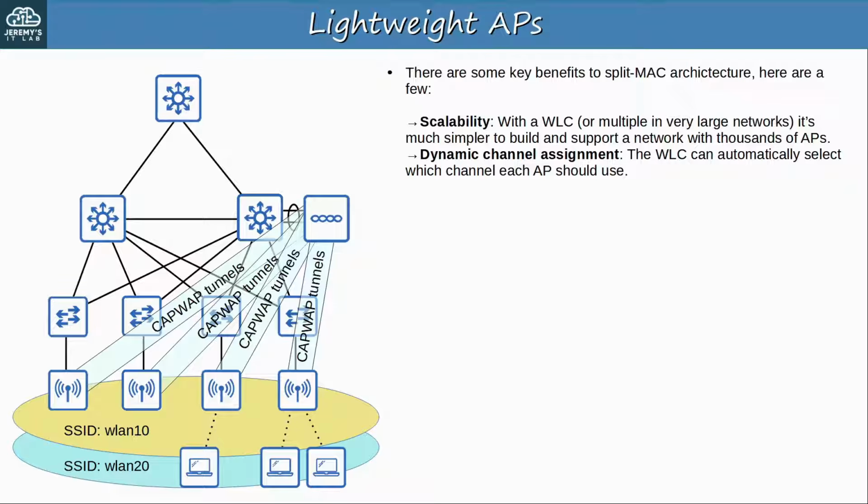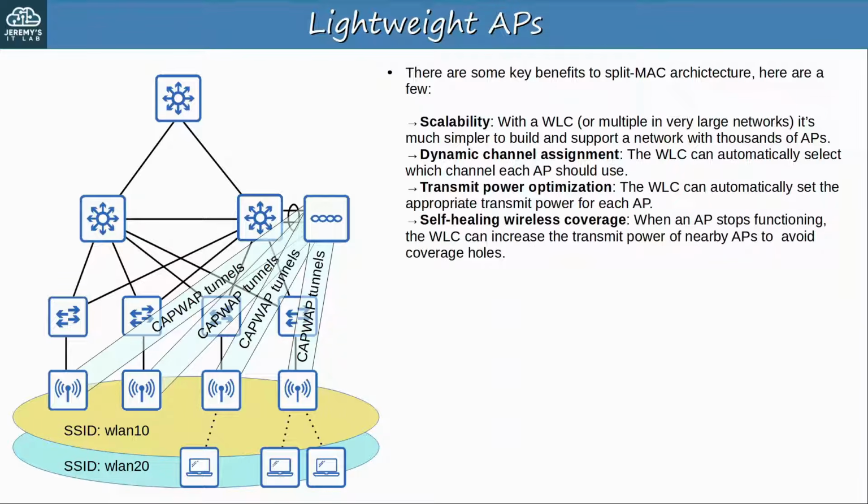WLCs also provide dynamic channel assignment. The WLC can automatically select which channel each AP should use, so you don't have to manually plan which channel each will use. The WLC can also automatically set the appropriate transmit power for each AP to provide sufficient coverage without interfering with other APs. The WLC can also provide self-healing wireless coverage.